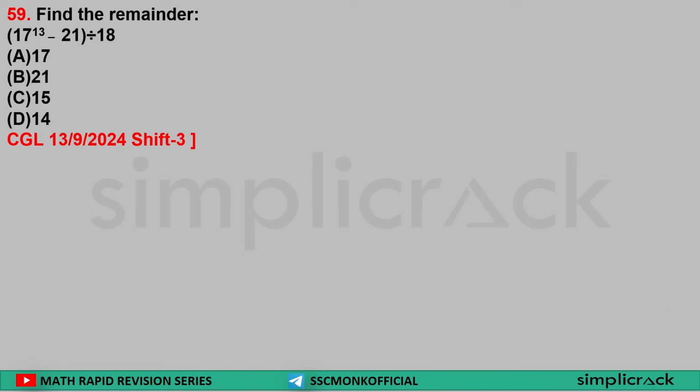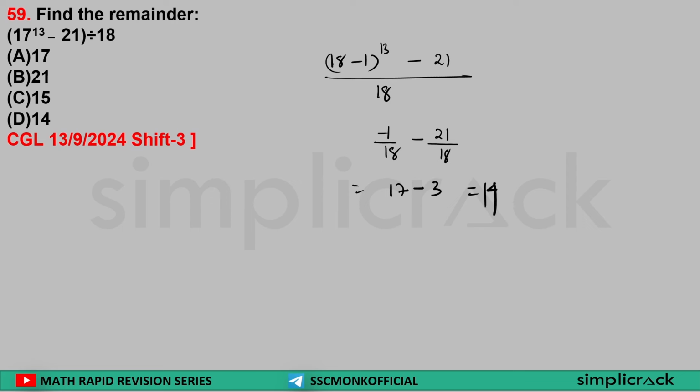Sir, find the remainder when 17 to the power 13 minus 21 is divided by 18. Now sir, let's see. 17 to the power 13, so I can write (18 minus 1) to the power 13, minus 21. Now sir, 18 gone, minus 1 to the power 13, that means it will get me minus 1 remainder divided by 18, and minus 21 divided by 18. That's all. Yes or no? Yes. So when I am dividing by 18, this is 17 minus remainder 3. 17 minus 3 is equal to 14, the answer. So the remainder is 14. Very basic calculation we are doing. We are not doing anything fancy over here.